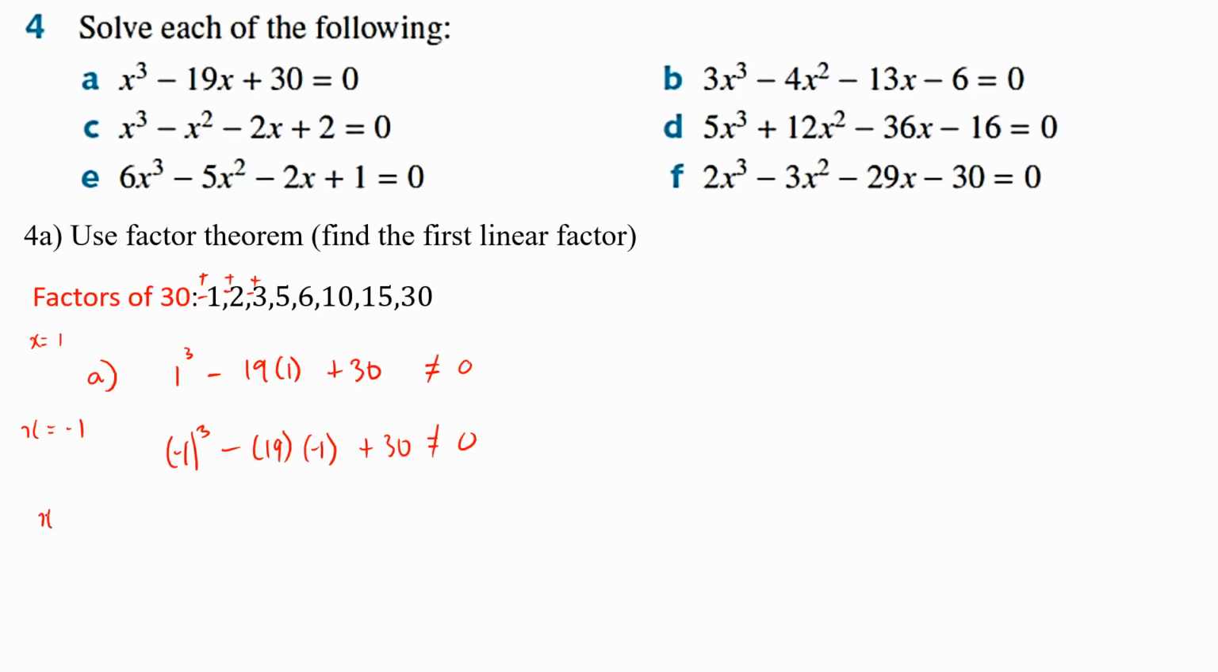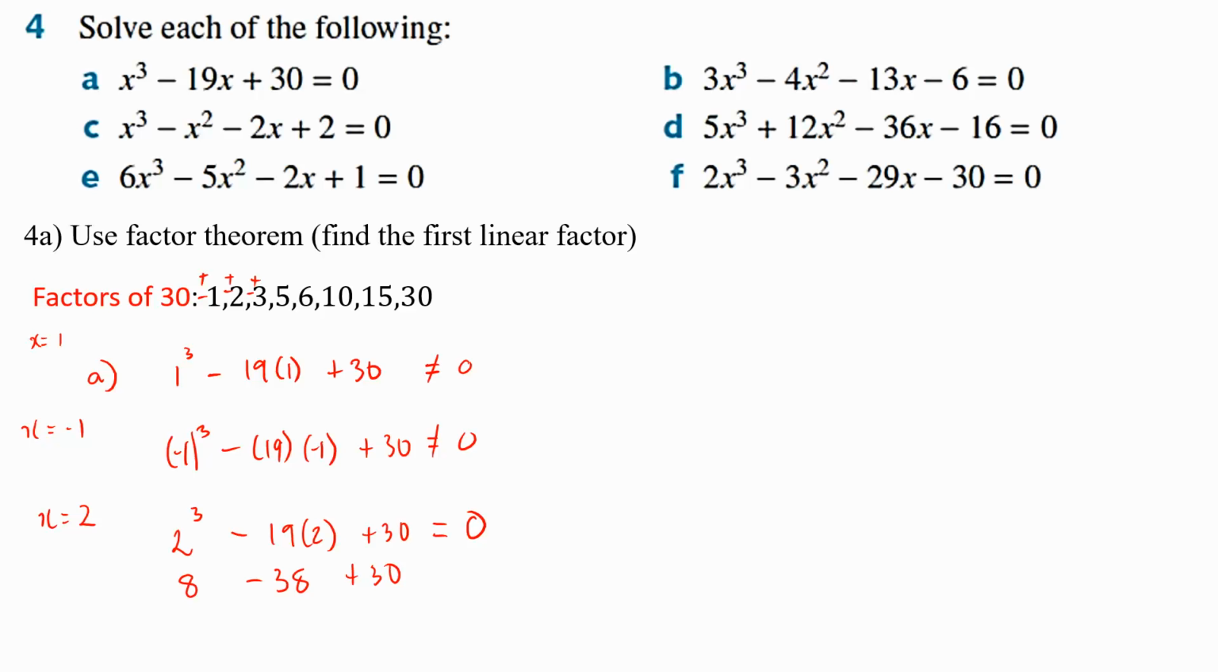What about x equals 2? You get 2 cubed minus 19 times 2 plus 30. Let's work it out. 2 cubed is 8, minus 19 times 2, which is double 19, negative 38, and then plus 30. It just so happens 30 plus 8 is 38, and 38 minus 38 is 0. Now you've found your factor, or rather you've found the number that gives you a remainder of 0.